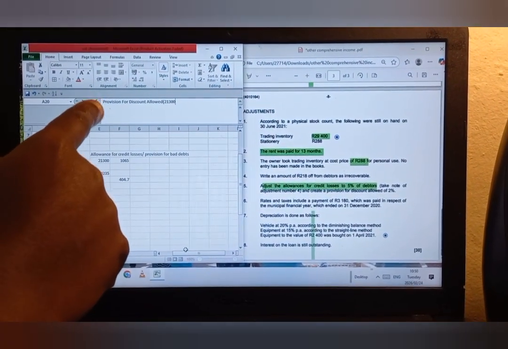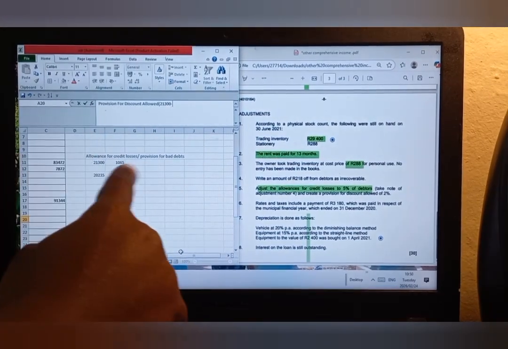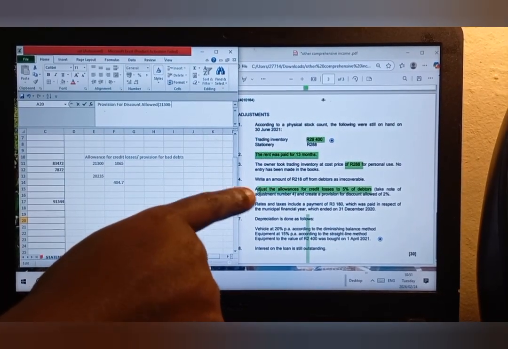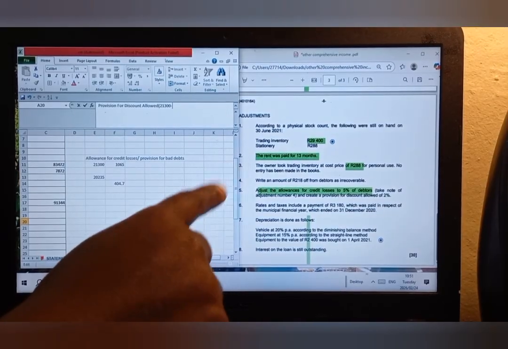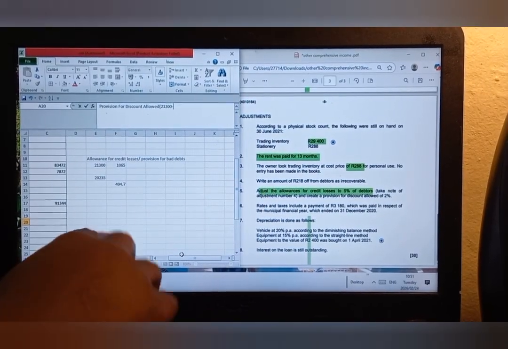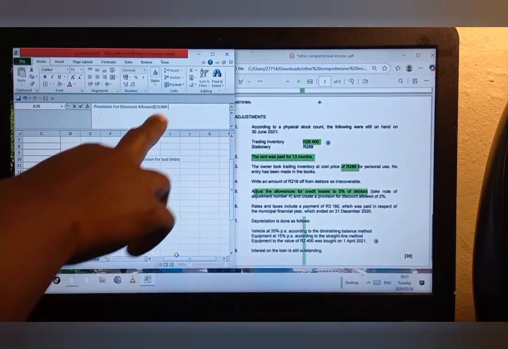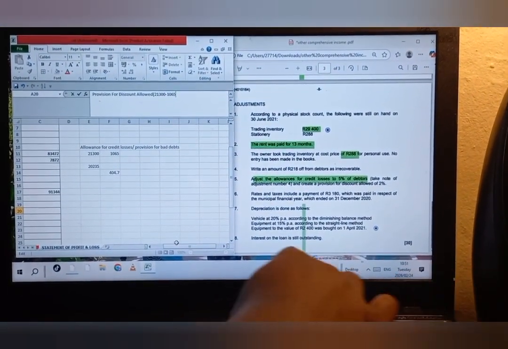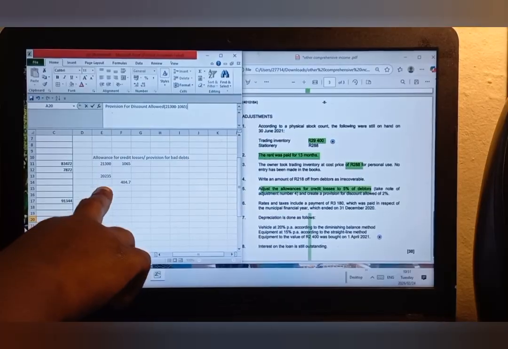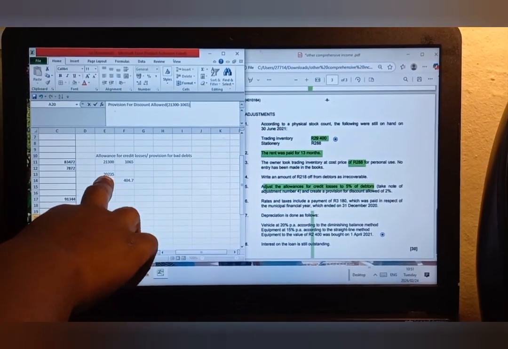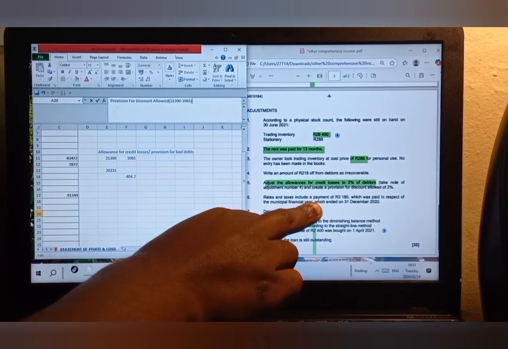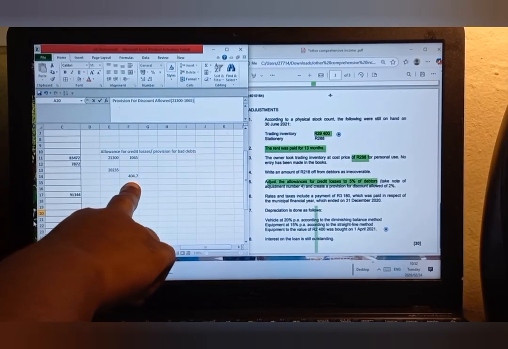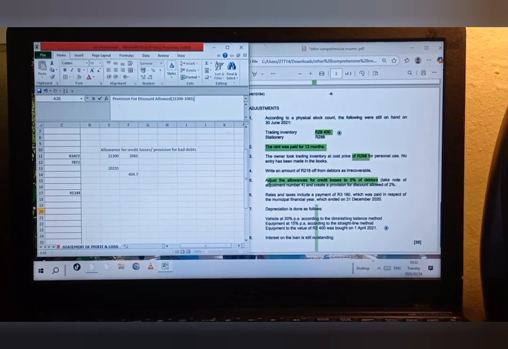We got 21,300, and then you minus it by the amount you got from allowance for credit losses, that 5% you have calculated for credit losses. It was 1,065 rand. You minus it, 1,065. You close your bracket, and then you get your 2,235. We need 2% for discount allowed, times 2%, and then you get your 405, which is your discount.